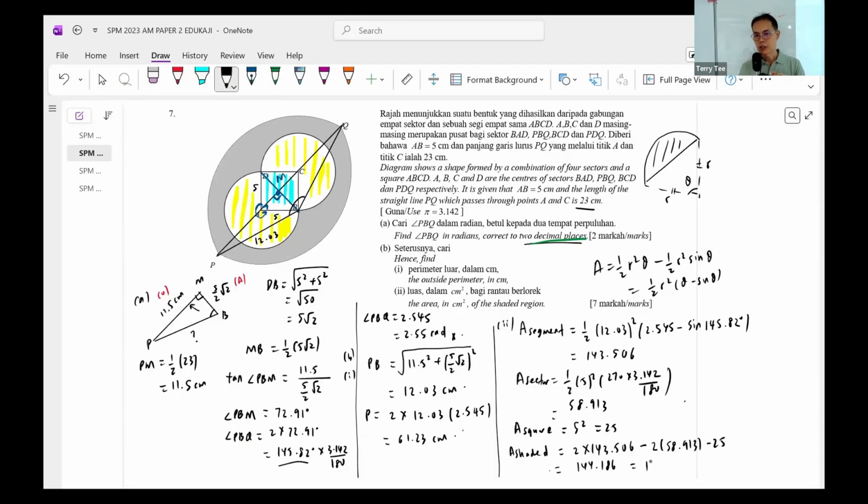144.186. If I round off 144.2, this will be 4SF. Yeah, normally we give answer correct to 4SF, we'll do lah. Don't need to give more. Okay.